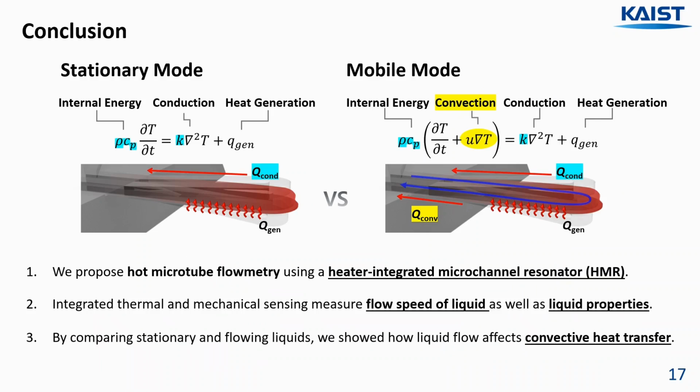And here is the conclusion of our study. We propose hot microtube flowmetry using a heater integrated microchannel resonator. And integrated thermal and mechanical sensing measure flow speed of liquid as well as liquid properties. By comparing stationary and flowing liquid, we showed how liquid flow affects the convective heat transfer.